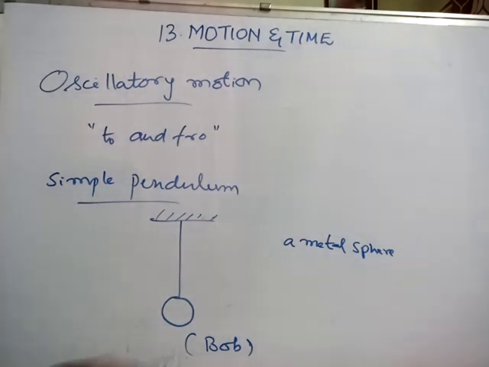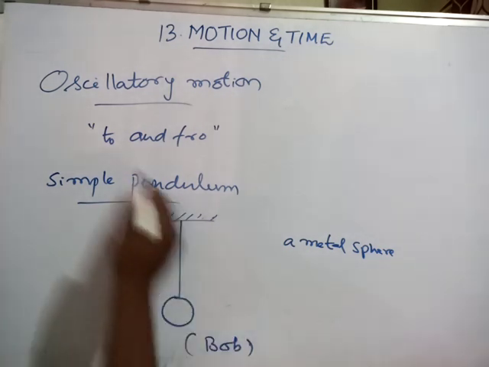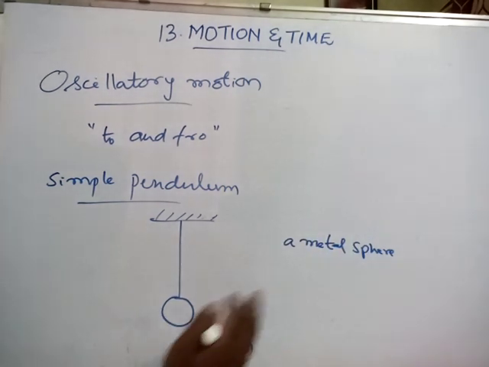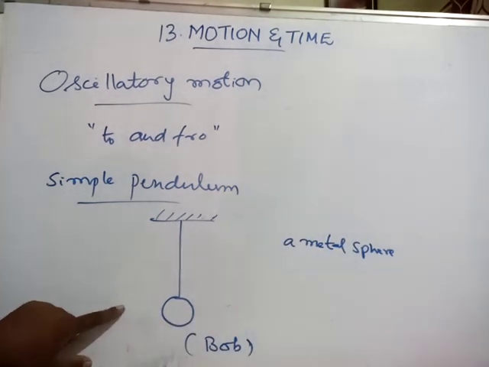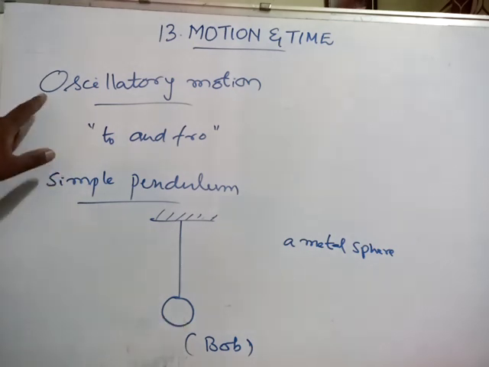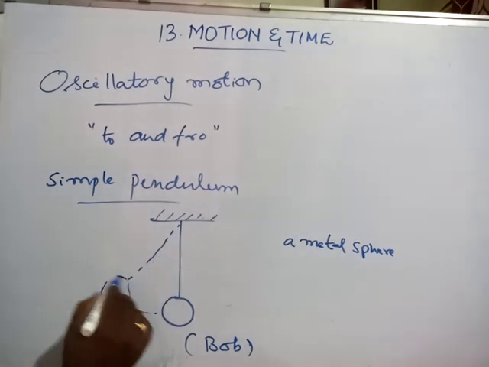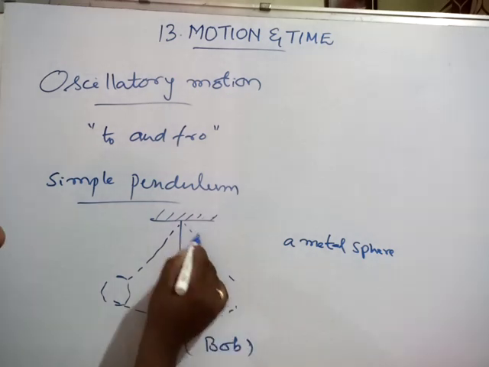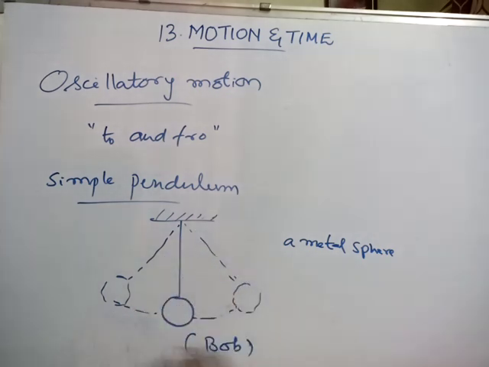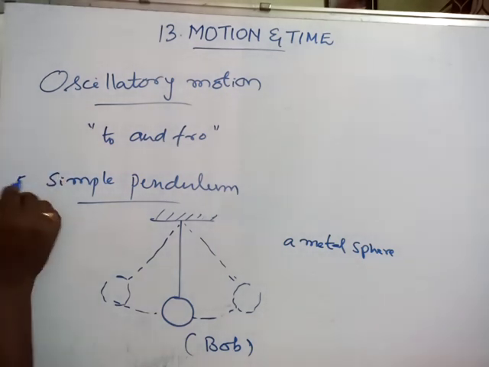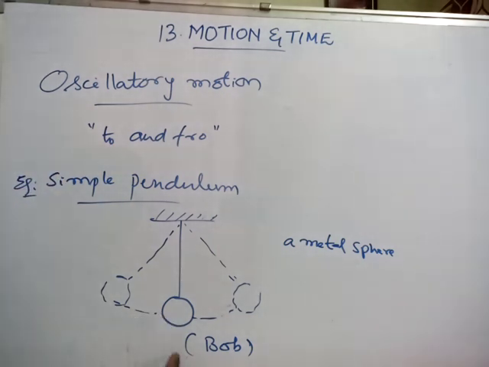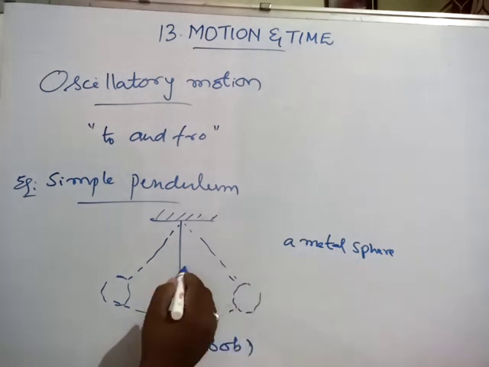If you bring this bob to this end and leave it, then it makes a to and fro motion, front and back, like that. And it goes here also. The to and fro motion of an object is what we call oscillatory motion. The best example is the simple pendulum. A simple pendulum contains a bob, a metal sphere, and a thread.